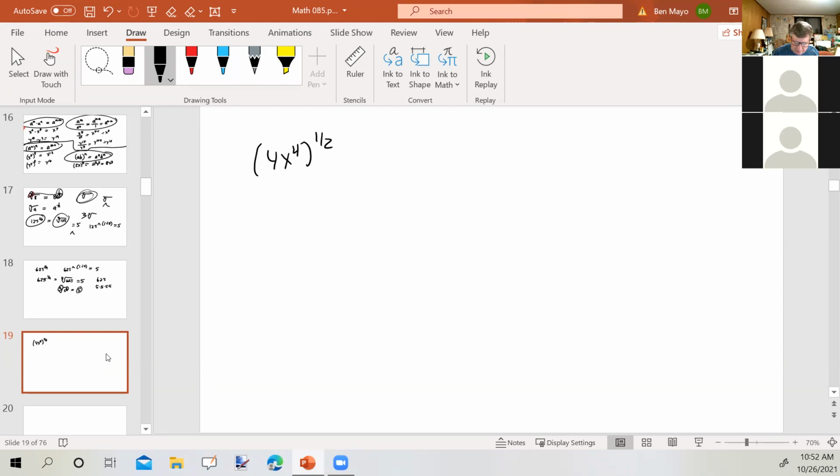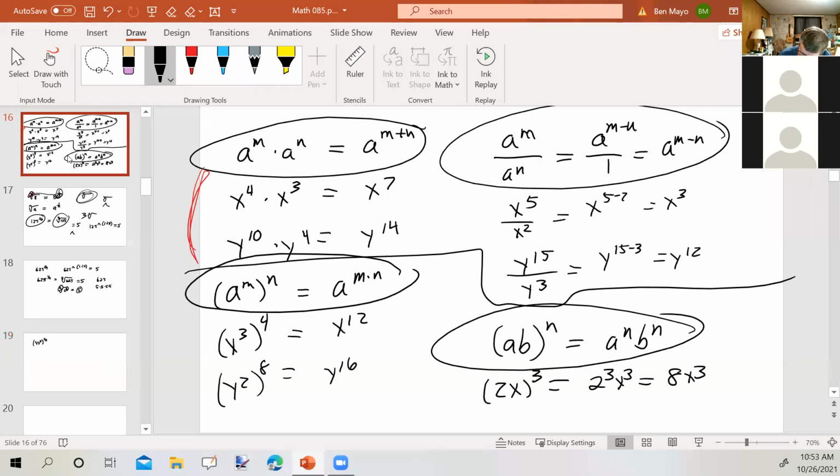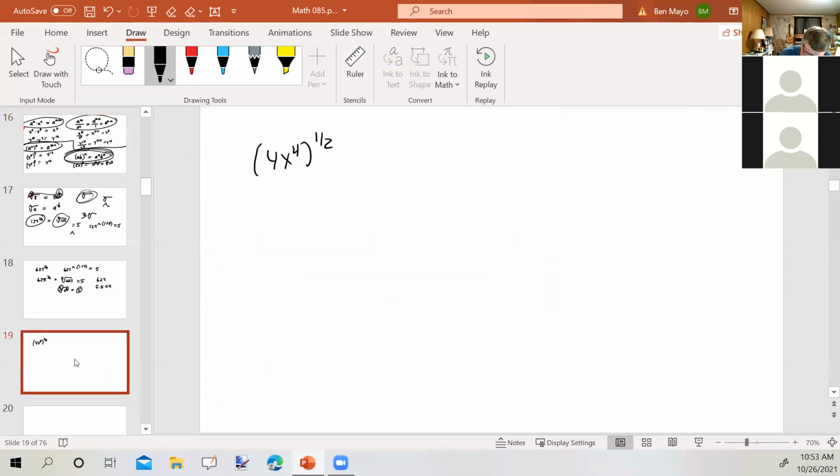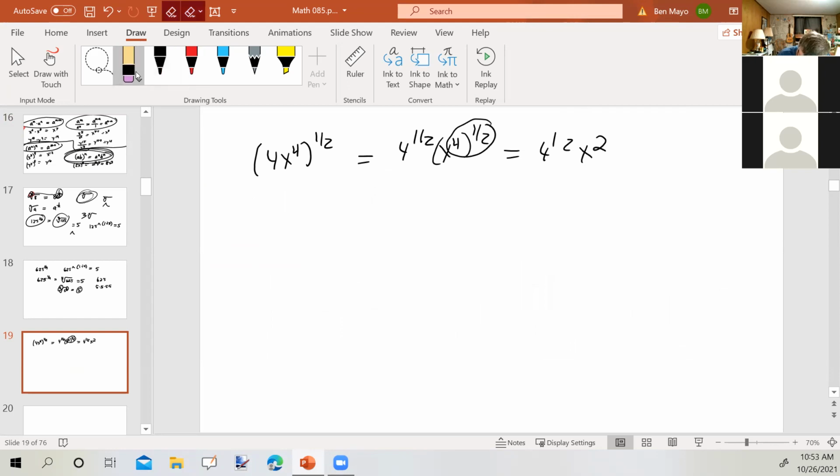Same thing, okay? So I've got a product raised to a power, which would be this rule right here. So this is going to be 4 to the 1/2 power, x to the 4th to the 1/2 power. Which is 4 to the 1/2 power, x to the, power raised to a power, multiply the exponents. 4 times 1/2 is 2. So what I've got now is 4 to the 1/2 power times x squared. Well, 4 to the 1/2 power, that's like the square root of 4, which is 2. So I get 2x squared.